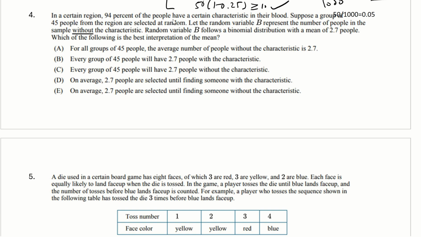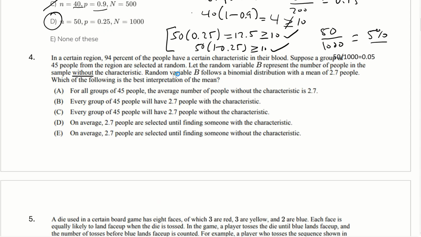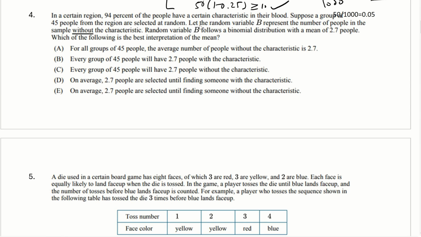In a certain region, 94% of people have a certain characteristic in their blood. Suppose a group of 45 people from the region are selected at random. Let the random variable B represent the number of people in the sample without the characteristic. So B follows a normal distribution with a mean of 2.7 people. What is the best interpretation of the mean? Okay, so we got the mean is 2.7.